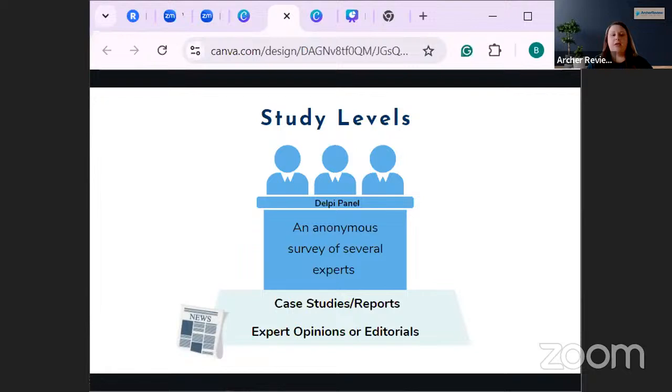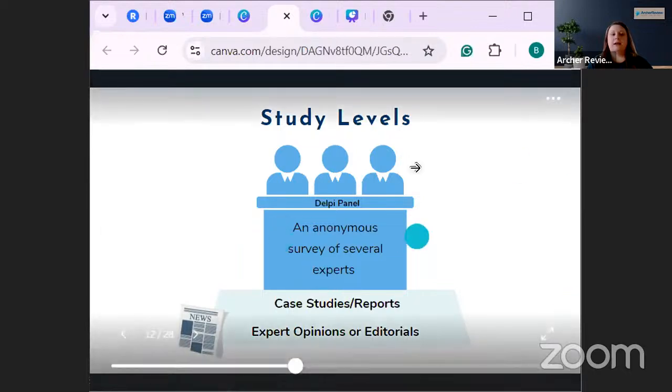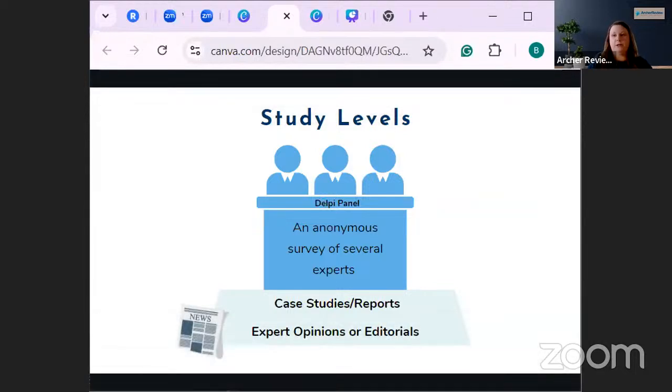And then also the other thing I want to just bring to you here is a Delphi panel. What is a Delphi panel? I didn't know what it was until I really started reviewing for this lecture here. This was a term used in the 1950s during the Cold War, and it's a structured method of developing consensus to develop best practice in medicine. So this can serve as a guide, a kind of expert opinion, when research is limited.